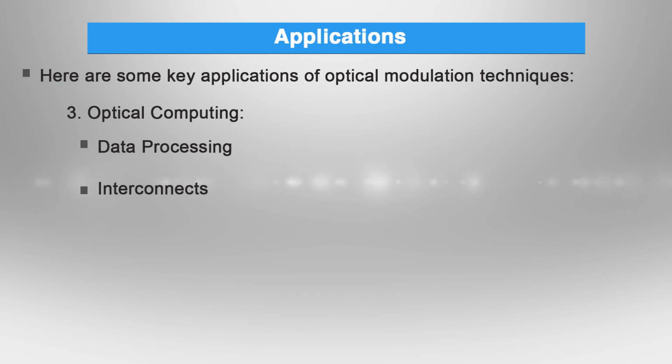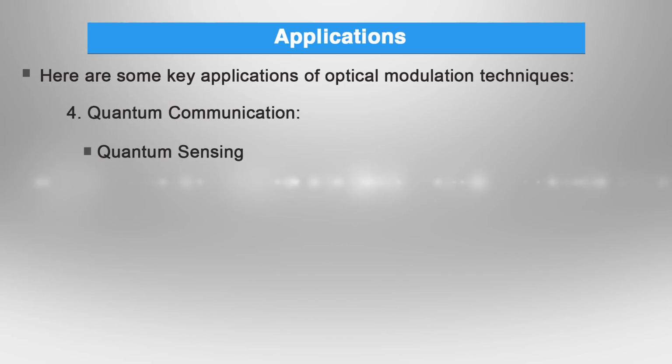Optical computing or data processing. In optical computing, modulation techniques are used to encode the processed data at the speed of light, offering the potential for much faster computing compared to traditional electronic systems. Quantum communication, which is quantum key distribution.